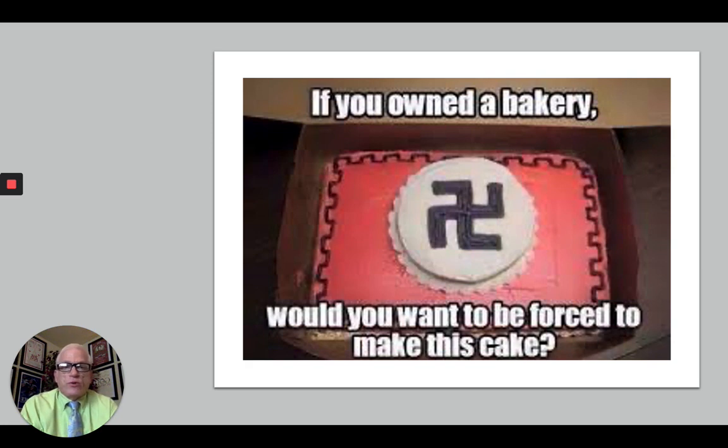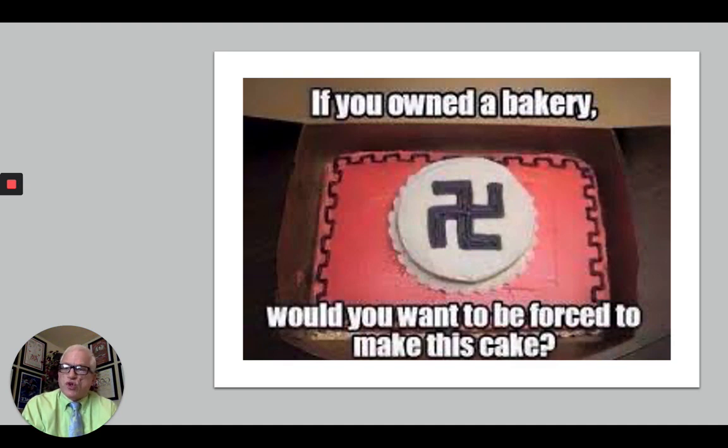If you owned a bakery, would you want to be forced to make a Nazi cake? What do you think? I think this is slippery slope. What this argues is if you allow yourself to make a cake for same-sex couples, and this really comes out of cases where bakeries have refused to make wedding cakes for same-sex couples, the argument here is if you have to be forced to make a cake for a same-sex couple, you must also be forced to make a cake with a Nazi symbol on it, and who knows what else, celebrating the devil, whatever.